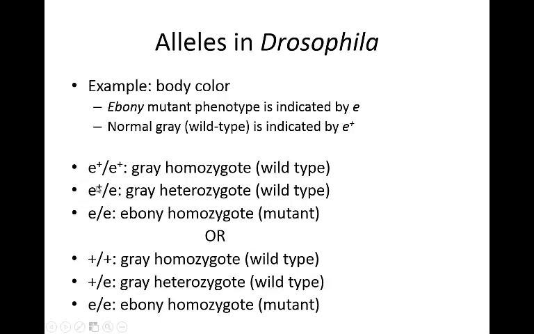If it's a heterozygote, you can see E+ slash e. It's still going to have the wild type phenotype, but in this case it's a heterozygote because you have two different copies. Just the lowercase e is the ebony homozygote, and so this is the mutant organism. Another way of writing it, sometimes they'll do another shortcut: plus plus if something's wild type, the plus meaning wild type. In this case, it's homozygous. If it's plus e, you could say it was a heterozygote, but it's still the wild type phenotype. Lowercase e is the ebony homozygote, or the mutant.